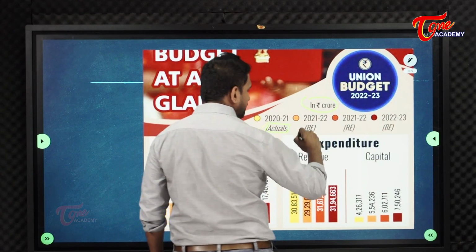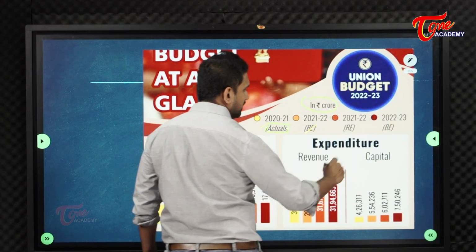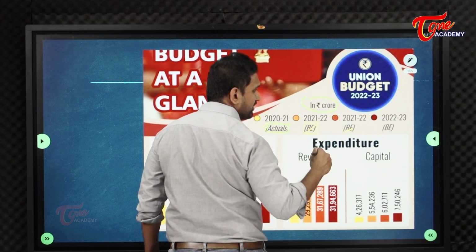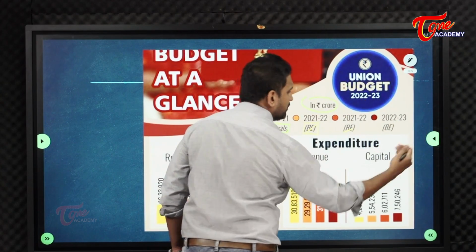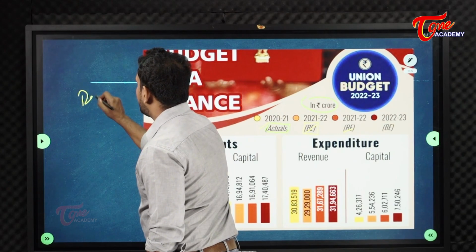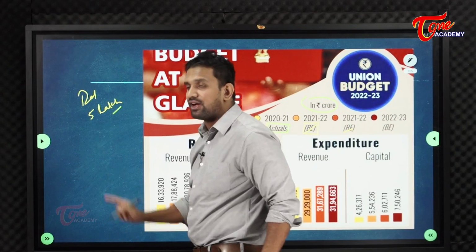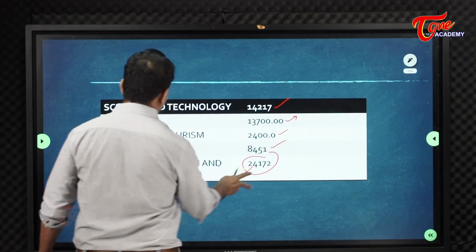This is called the budget estimate. This much amount we will spend. Revised estimate means whatever they said in the parliament, this much we will spend, but then they thought that we cannot do this much. For the defense purpose, in the 2022 budget, the government said 5 lakh crores will be given for what? Defense budget, right?